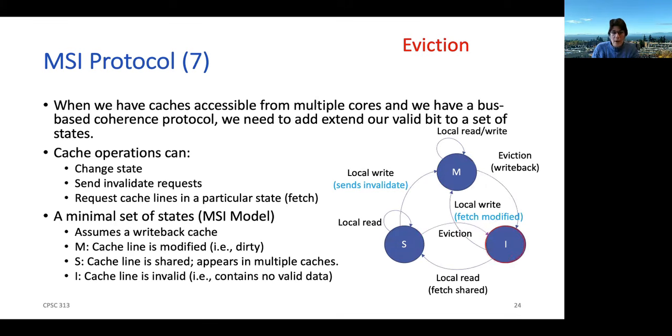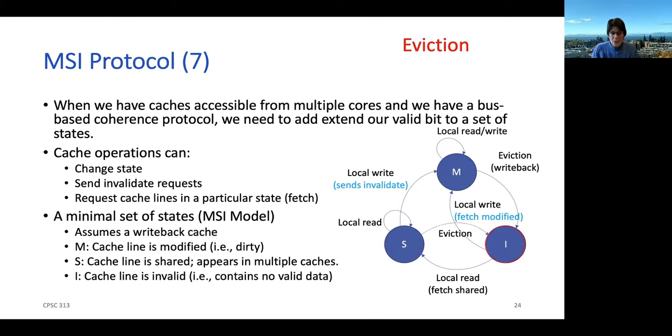We can also evict from the shared state, in exactly the same way: I'm in the shared state, I evict. This time, I don't really need to send any messages because the only thing that could happen is other people have it in the shared state. I don't have anything to write back. It's just a personal decision on my part that I no longer have this data.